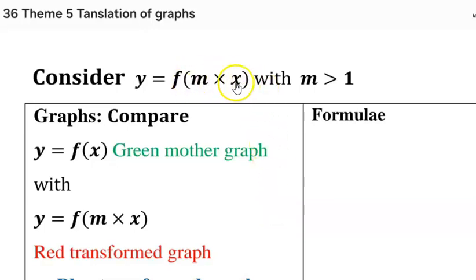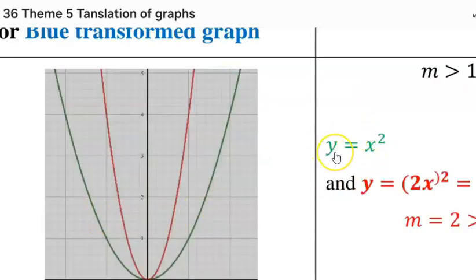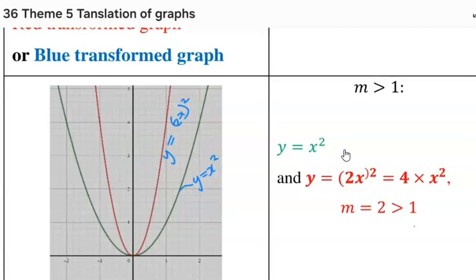In this video, we're going to put the m inside the formula, so we have f of mx. Again, we just look at y equal to x squared, the mother graph of the parabola, and now we substitute x with 2x. This will result in a new function, y equal to (2x) squared, but we can simplify that to 4x squared. So it's exactly the same as before.